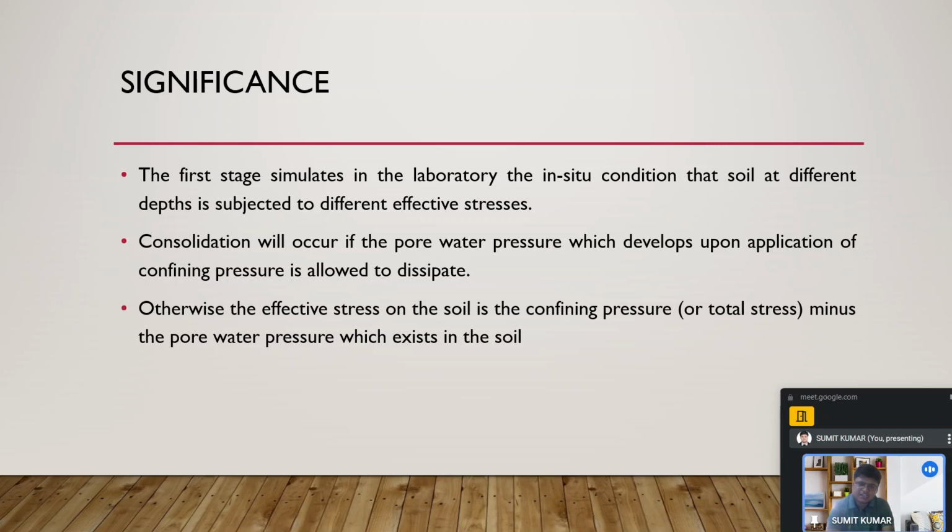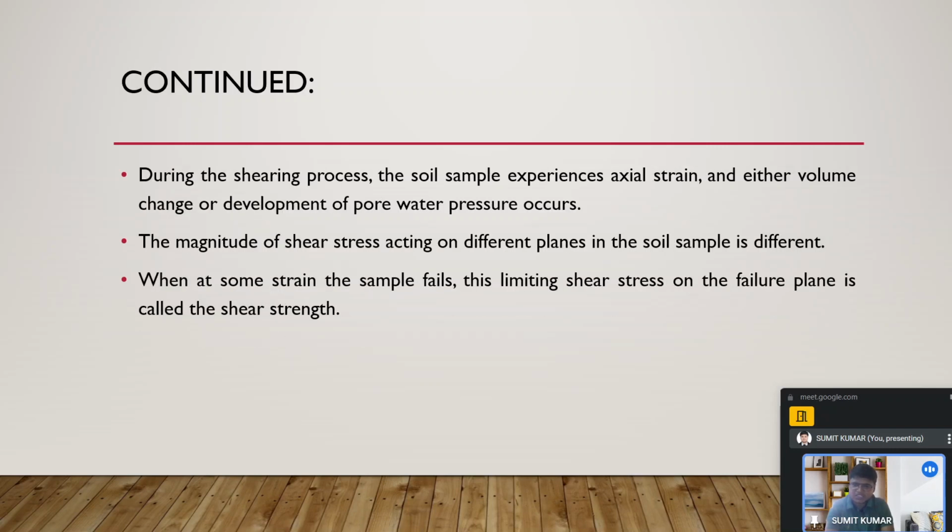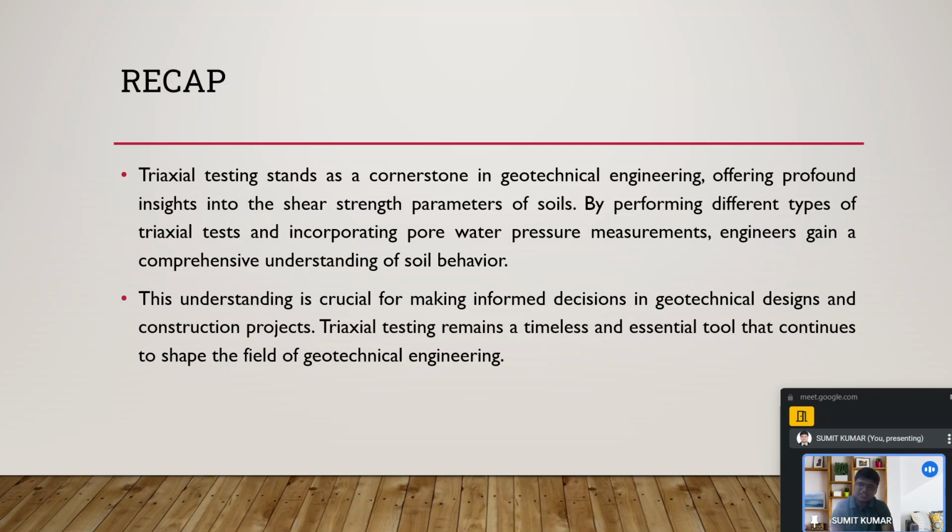And consolidation will occur if the pore water pressure which develops upon the application of confining pressure is allowed to dissipate. Otherwise, the effective stress of the soil is the confining pressure or total stress minus the pore water pressure exerted in the soil. You understood these aspects of effective stress, total stress and pore water pressure in your geotechnical engineering one courses. So the magnitude of shear stress acting on different planes could be calculated. That is well known to us from our first lecture. So I will recap the section which we have covered up to now. Afterward, I will move ahead.